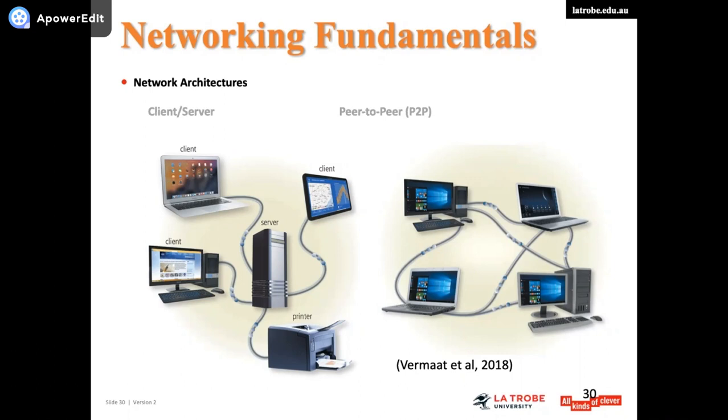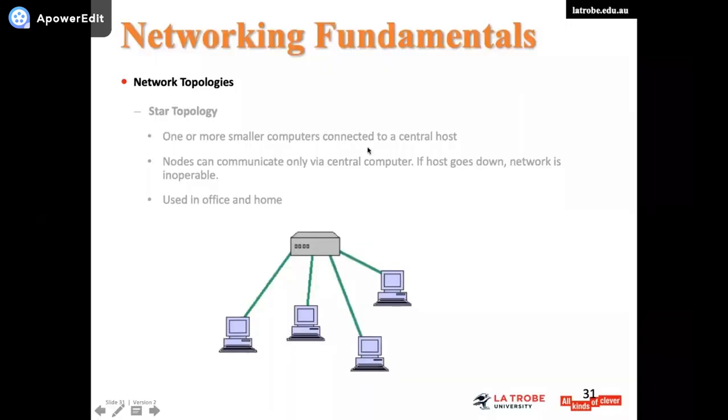So the next important concept in computer networks is called network topology. Network topology means how computers are connected with each other. The first, the simplest network topology is called the star topology. In star topology, one or more smaller computers are connected to a central host. Nodes can communicate only via the center computer. If the host goes down, the network becomes inoperable. It's widely used in office and home.